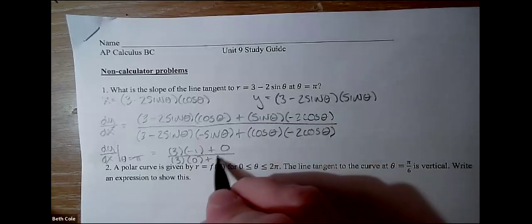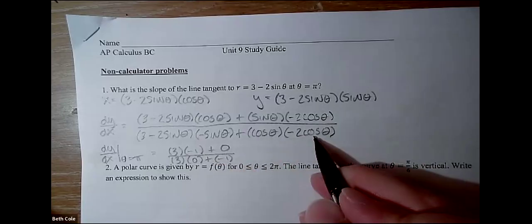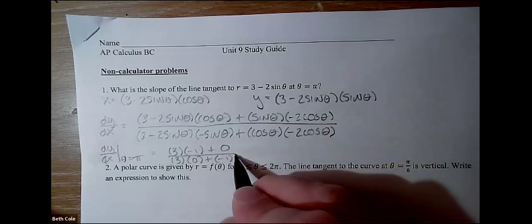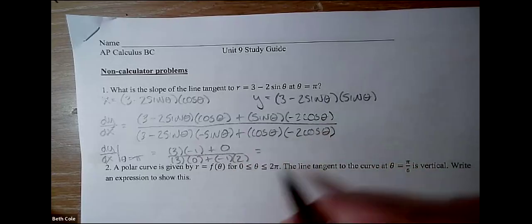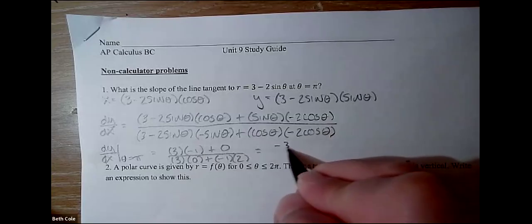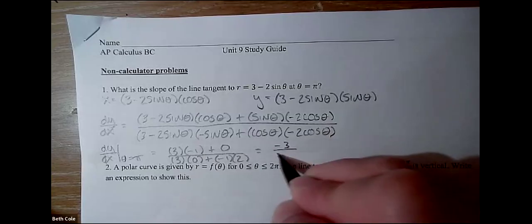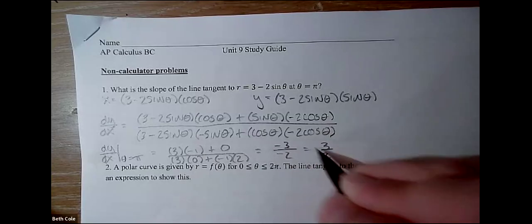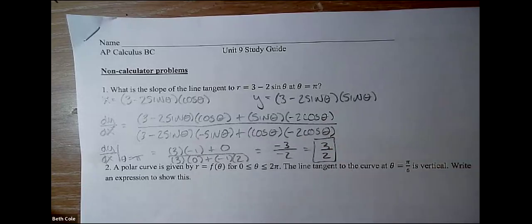And then cosine of pi is -1. So -1 times -2 will be +2. So our numerator is -3. Our denominator is -2. Negatives are going to cancel. So 3/2. And you do have to see that through all the way until the end because it's going to be a multiple choice question.